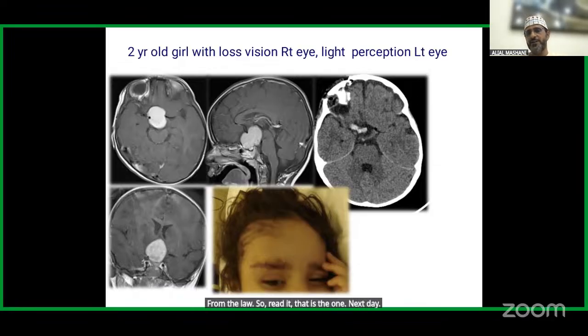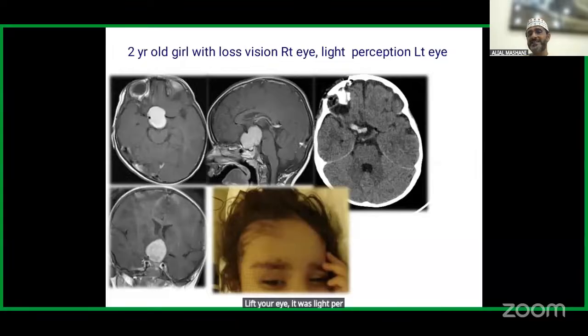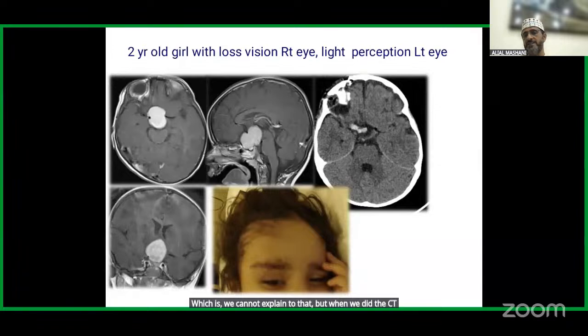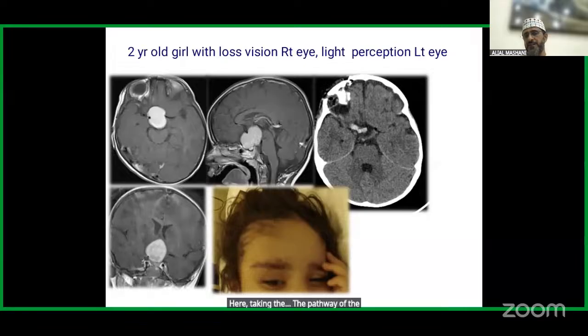The next day, you can see the trace of fresh blood. This is the second day post-op. Fortunately, the child is seeing with the left eye, and with the right eye she has light perception. Light perception in the right eye and full seeing with the left eye, which we cannot explain. But when we did the CT scan, you can see a trace of blood here taking the pathway of the optic nerve and the chiasma.